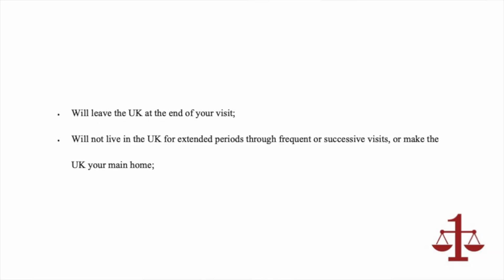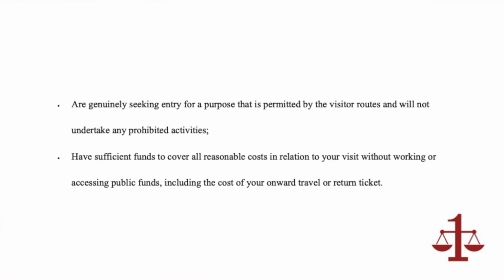In order to qualify for a standard visitor visa, you will need to satisfy UK Visas and Immigration that the purpose of your visit is genuine and that you will leave the UK at the end of your visit, will not live in the UK for extended periods through frequent or successive visits, or make the UK your main home, are genuinely seeking entry for a purpose that is permitted by the visitor route and will not undertake any prohibited activities, have sufficient funds to cover all reasonable costs in relation to your visit without working or accessing public funds, including the cost of your onward travel or return ticket.